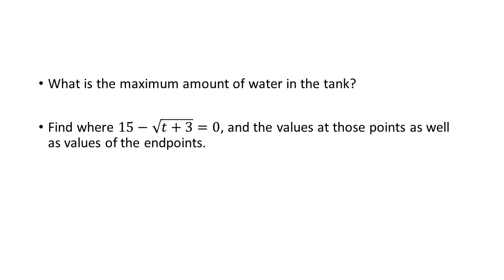Finding the maximum amount of something in a rate in or rate out problem is just finding the absolute maximum of rate in minus rate out, or comparing the values of all critical points and endpoints, and finding the largest. Finding the minimum is almost exactly the same, but instead of finding the largest value, you find the smallest value of the critical and endpoints.